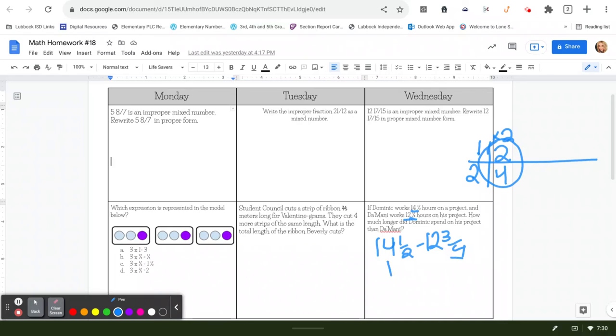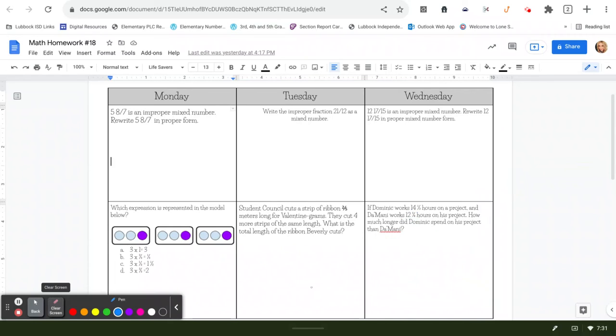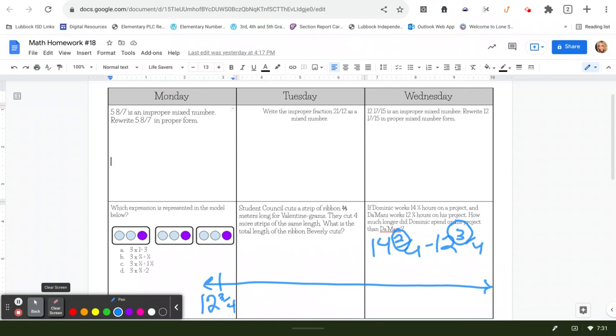Rewrite your problem. 14 and 2/4 minus 12 and 3/4. Okay? You have to use your number line on this one. Let me clear my screen here. 14 and 2/4 minus 12. Okay? We're going to draw our number line because look, you cannot take 3 things from 2 things. You have to regroup, and this is how we regroup. We're going to start at 12 and 3/4. We're going to jump to 13 because that's our closest whole number.